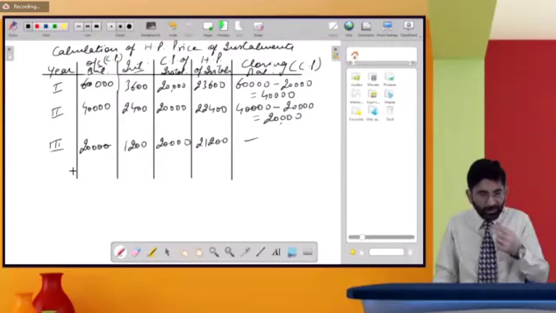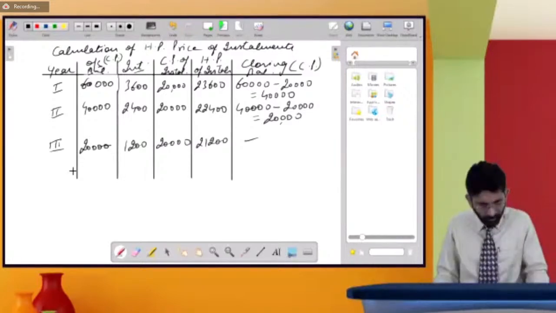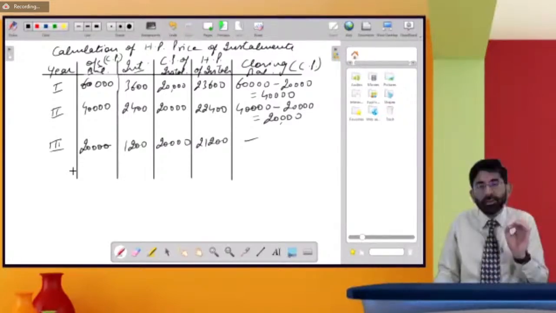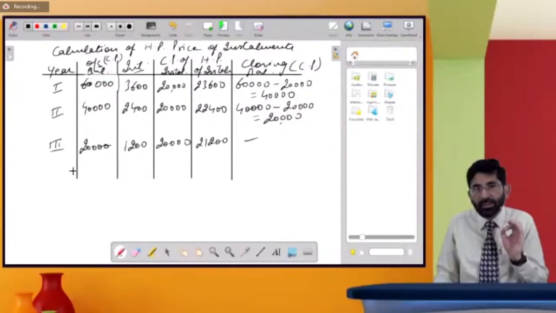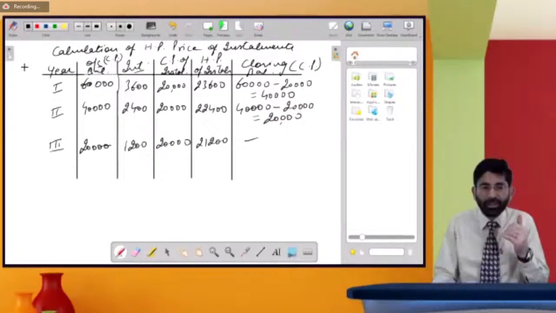I know number of students have done it very good, but when this question will come into your exam and they will demand only the calculation of interest and calculation of HP price of installment from you, then you have to give it with a good presentation also. So this is to be done by way of a presentation, and that presentation is calculation of HP price of installment, and with this proforma you will have to solve it.